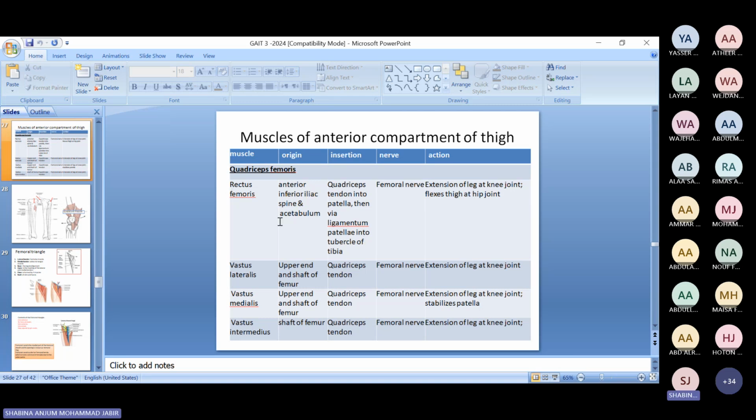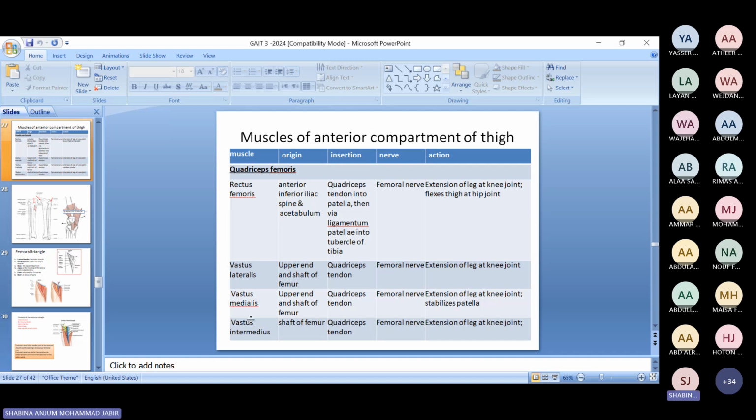So what are the muscles included in the quadriceps? First the rectus femoris, then 3 vasti: vastus lateralis, vastus medialis, and vastus intermedius. Rectus femoris, vastus lateralis, vastus medialis, vastus intermedius. They all come from the shaft of the femur, all 3 vasti. But rectus femoris has 2 heads. It comes from the ilium, the anterior inferior iliac spine, and another head from the acetabulum.